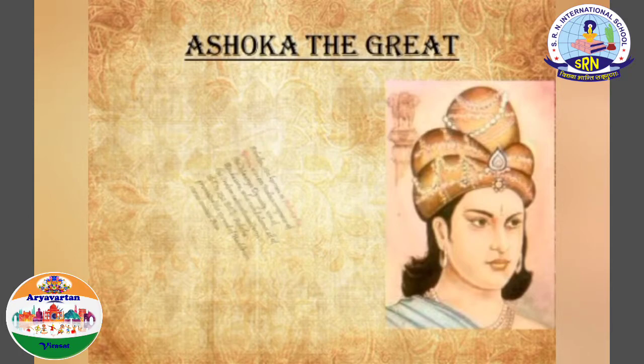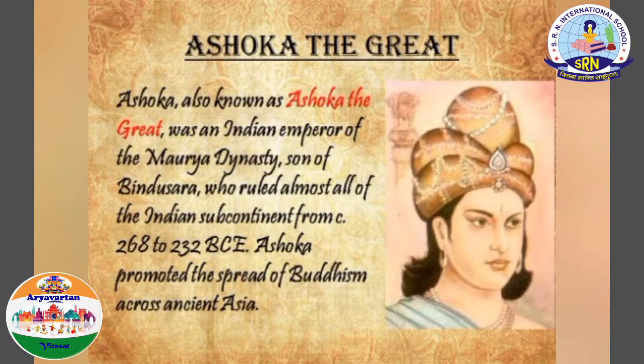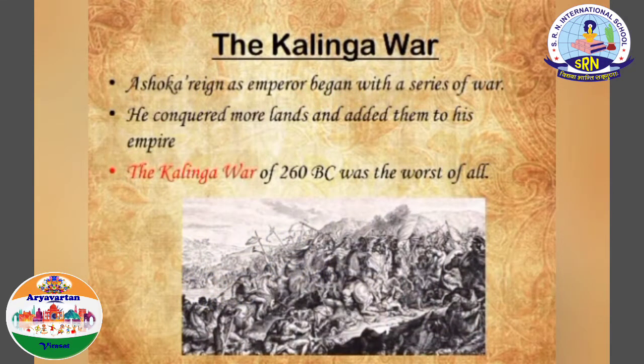Ashoka the Great. Ashoka, also known as Ashoka the Great, was an Indian emperor of the Maurya Dynasty, son of Bindusara, who ruled almost all the Indian subcontinent. The Kalinga War. Ashoka's reign as emperor began with a series of wars. He conquered more and more lands and added them to his empire. The Kalinga War of 260 BC was the worst of all.